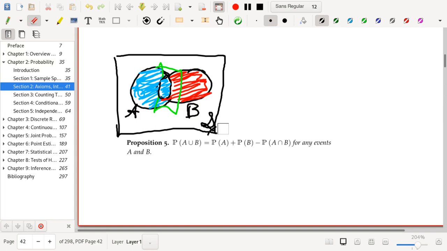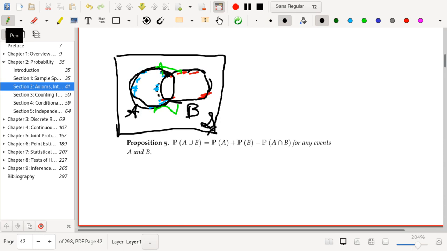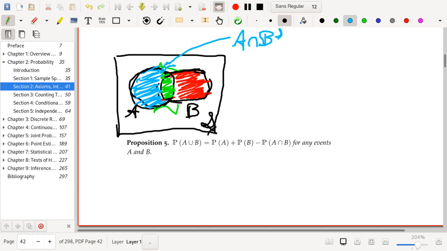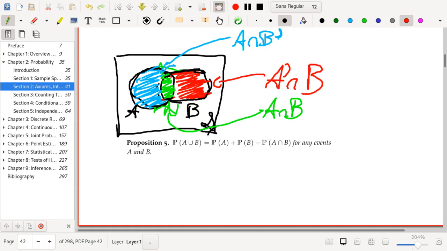Now that's the reasoning for what we're doing, and now let's turn that into a series of mathematical statements and a proof. Here's a way to think about this Venn diagram. We can divide up this region so that we have the light blue region, the green region, and the red region. We will call the blue region A and not B. We will call the green region A and B. And we will call the red region not A and B. And it's clear that these three regions are disjoint.